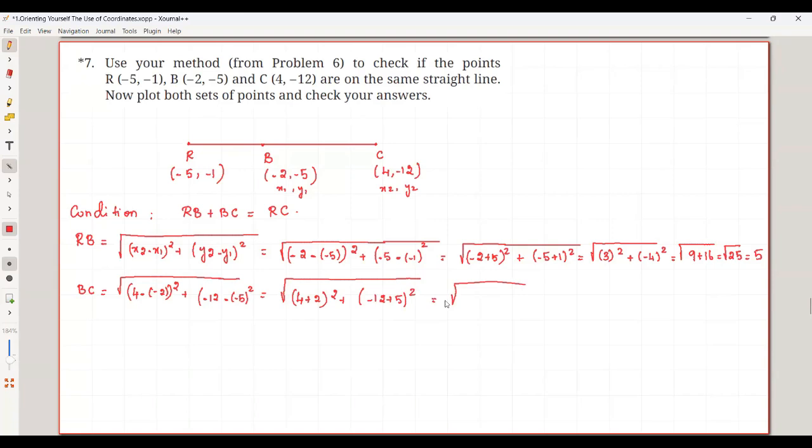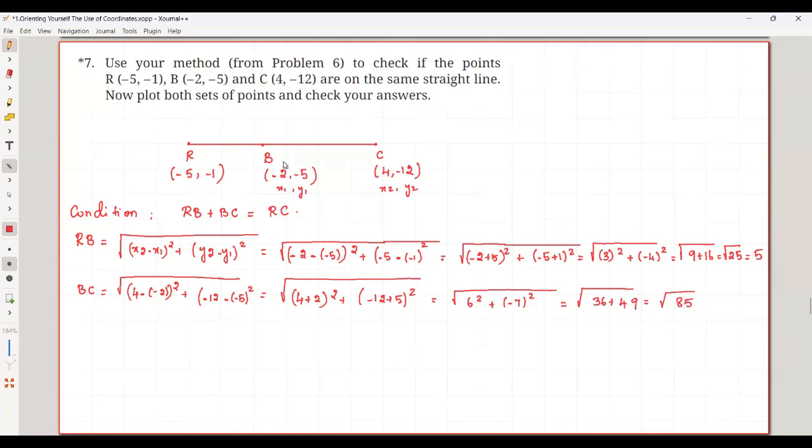So 4 plus 2 is 6. We have 6 square plus -12 plus 5, which is -7, the whole square. Now 6 square is 36 plus 7 square is 49. 36 plus 49, we are getting 85. Root 85 is not a perfect square. We cannot simplify further. So root 85.